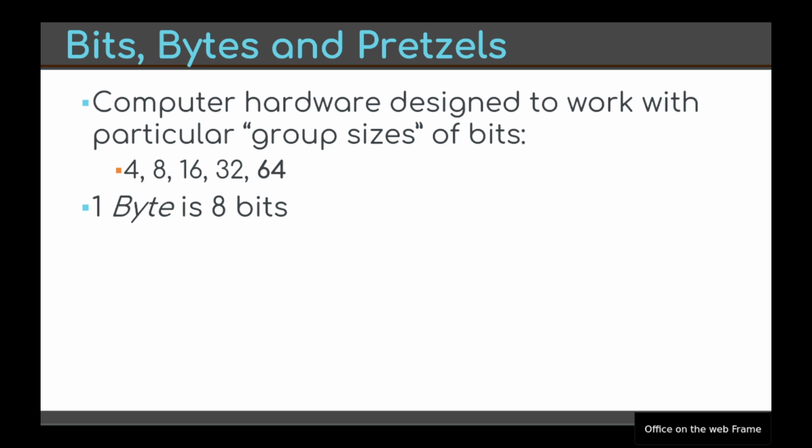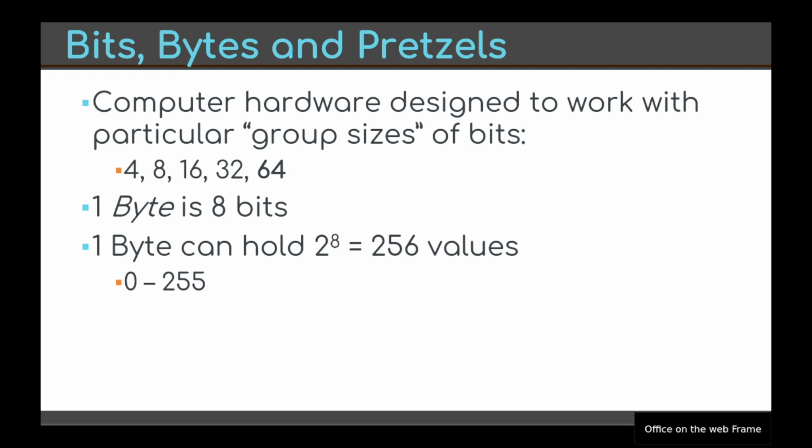Eight bits is a byte. Anyone know what a nibble is? 4 bits. What about a word? Word, 16. What about, this is gonna be tricky, a double word? 32. Not so tricky. A quad word is 64.